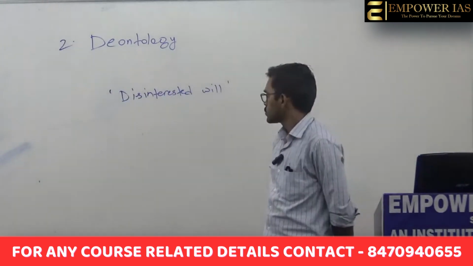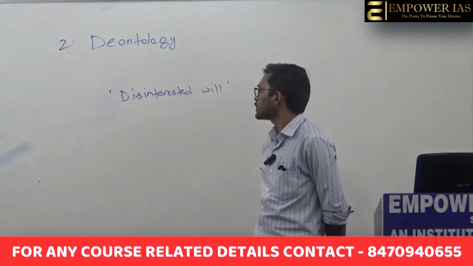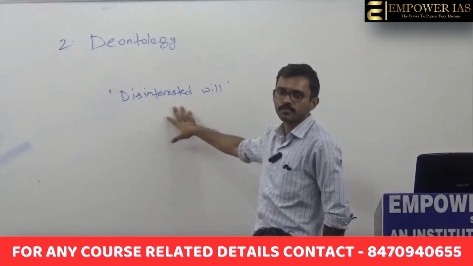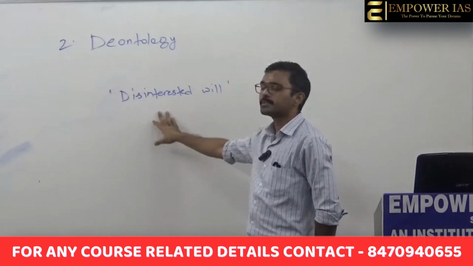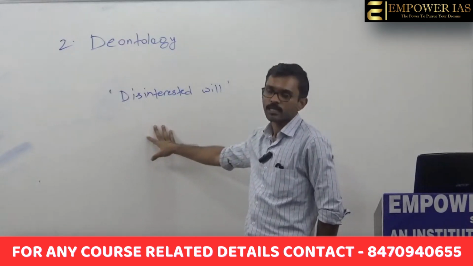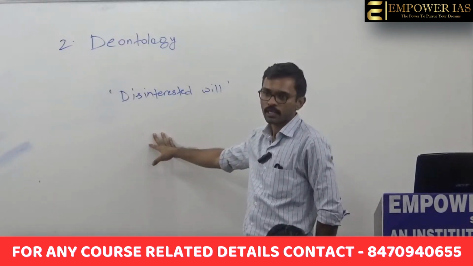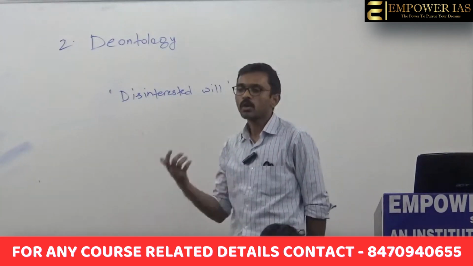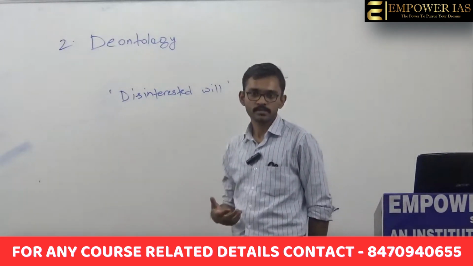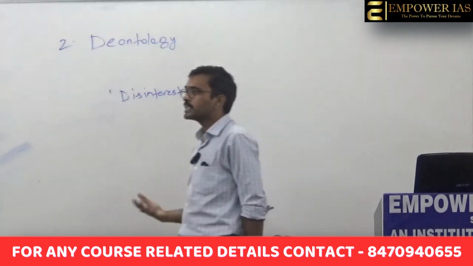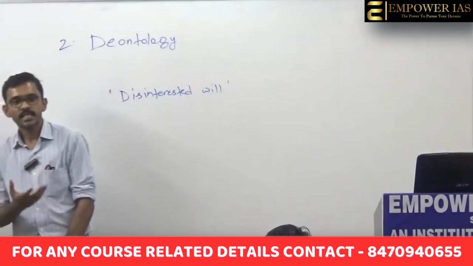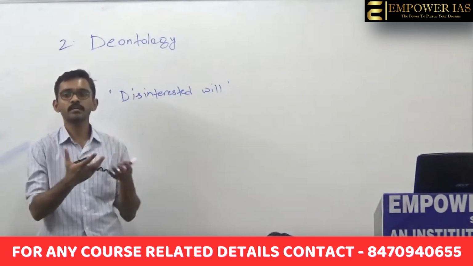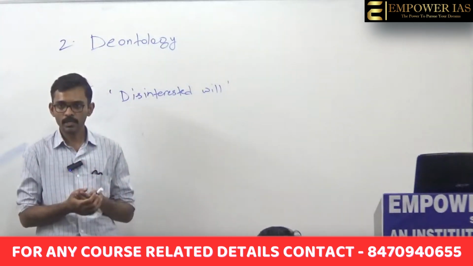Okay? So the supporters of deontology say that any decision should be taken on the basis of disinterested will. What does disinterested will mean? Disinterested means dispassionate, where emotions are not involved. So decisions should be taken on the basis of rationality and logic, and not on the basis of extra rational factors. And rationality basically says that we should not focus on consequences of the action. We should just focus on the intrinsic nature of the action.